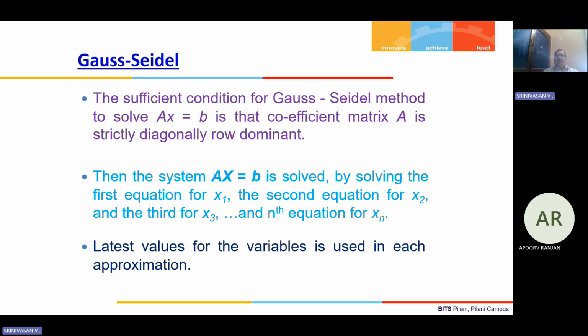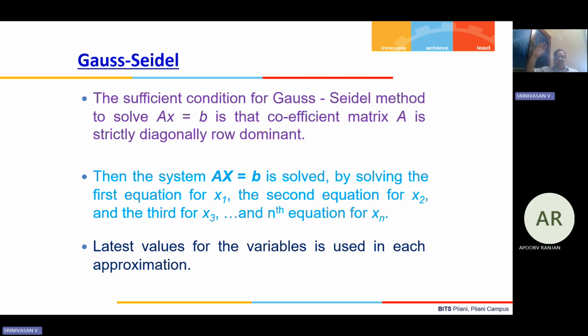Then the system is solved by solving the first equation for x1, the second equation for x2, and the third for x3, and so on, nth equation for xn. What is very important here is that the latest values of the variables are used in each approximation. What is the meaning of this? When you are given a system of linear equations, in practice normally two equations in two unknowns, or at the most four equations in four unknowns, but more generally three equations in three unknowns, you will be writing x1 in terms of x2 and x3, x2 in terms of x1 and x3, x3 in terms of x1 and x2.